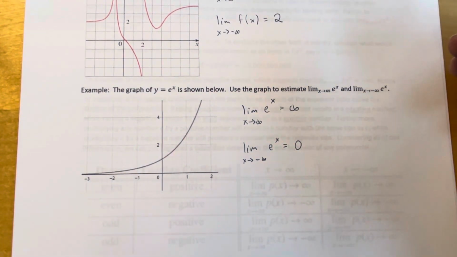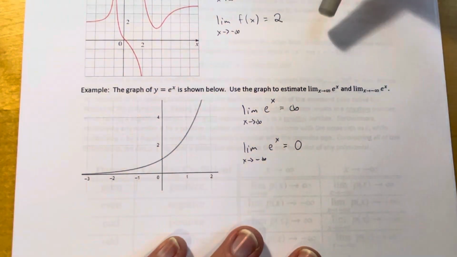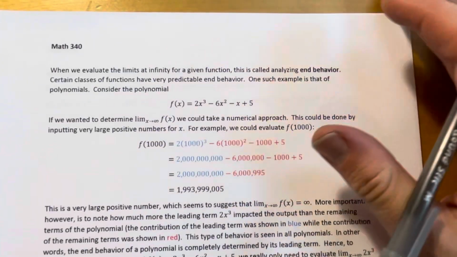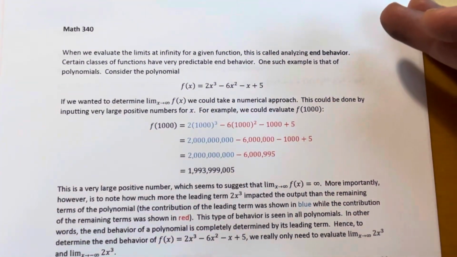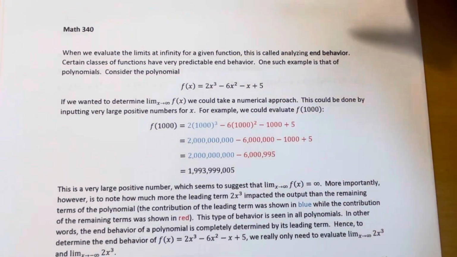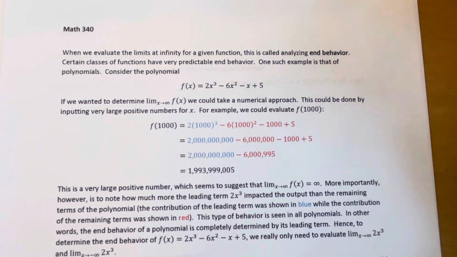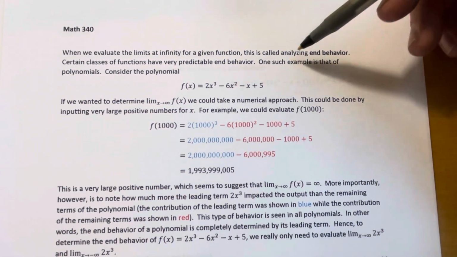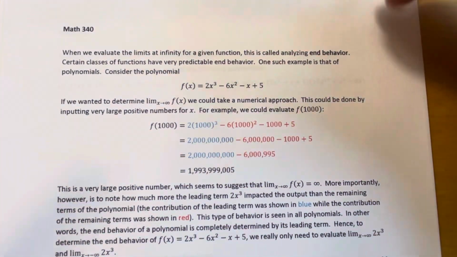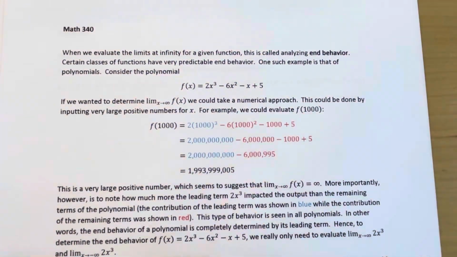Okay? So, like I said, we're not going to spend as much time looking at graphs as we are the algebraic representations of functions. But I do want to talk about a term that we're going to be using over and over throughout this section, and that's end behavior. So when we evaluate these limits at infinity, which is what we call it when we have a limit as x goes to infinity or negative infinity, what we're really doing is analyzing end behavior for a function.